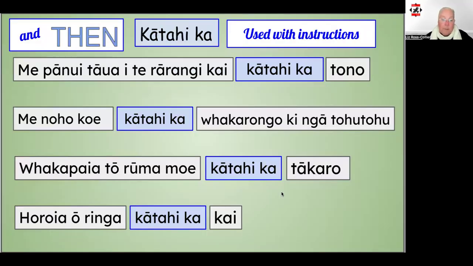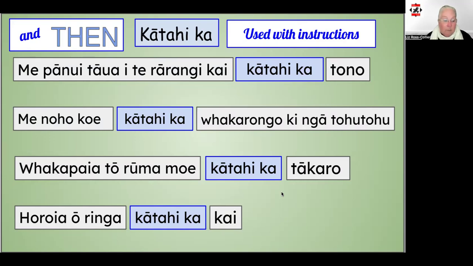Here's a few more examples. Different ways we can use Kātahi Ka. It still means and then, but in these sentences I've used Kātahi Ka with the imperative structure or tūhau. I've used two of the structures we learned about in the tūhau videos. In the first two sentences I've used it with me to say should do something and then something else.